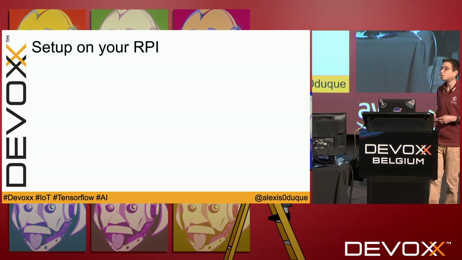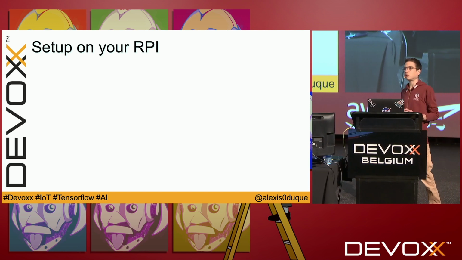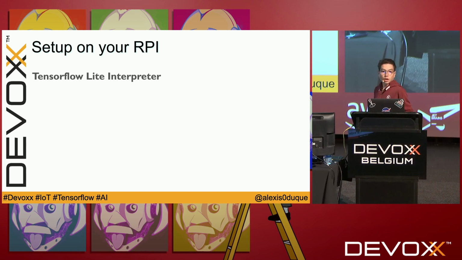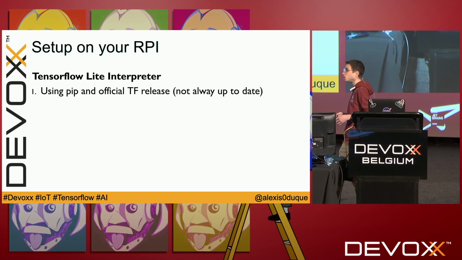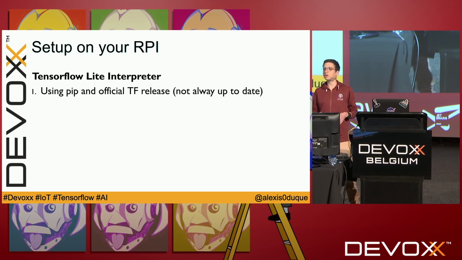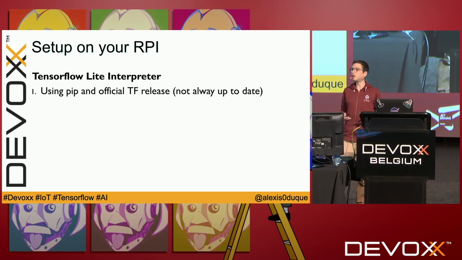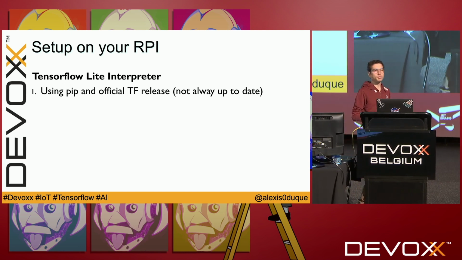Now on your Raspberry Pi, it's more difficult. You just need to install the TensorFlow Lite interpreter. You can use pip and the official TensorFlow release, but it's not always up to date. So I'm not sure that right now you can use the latest version. I think it's 1.13 or 14.